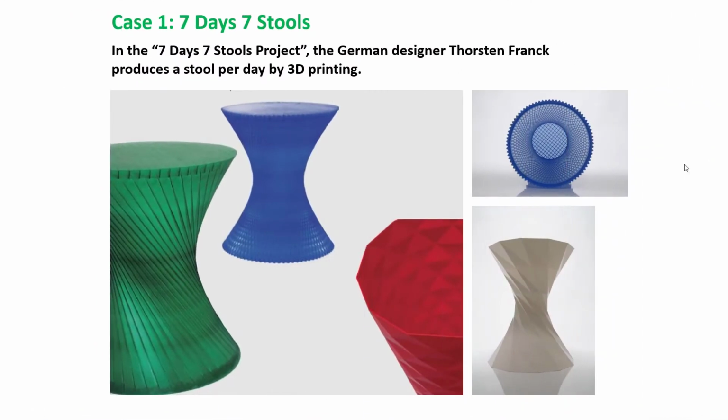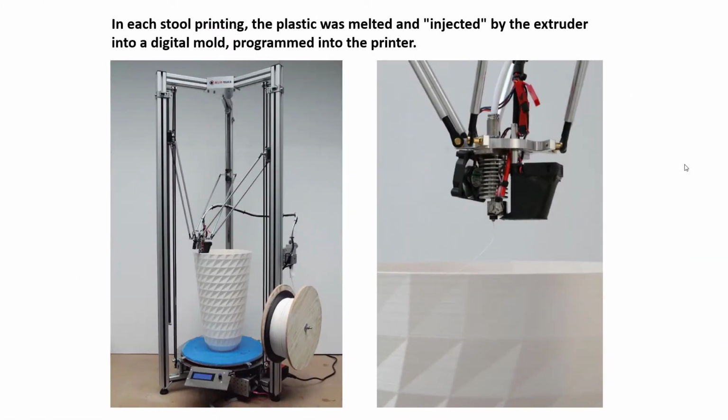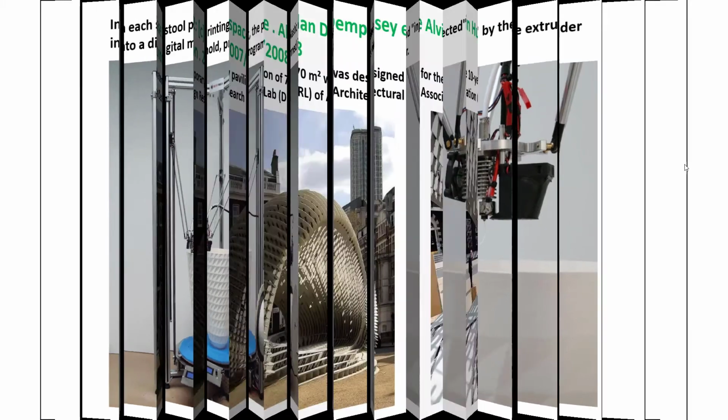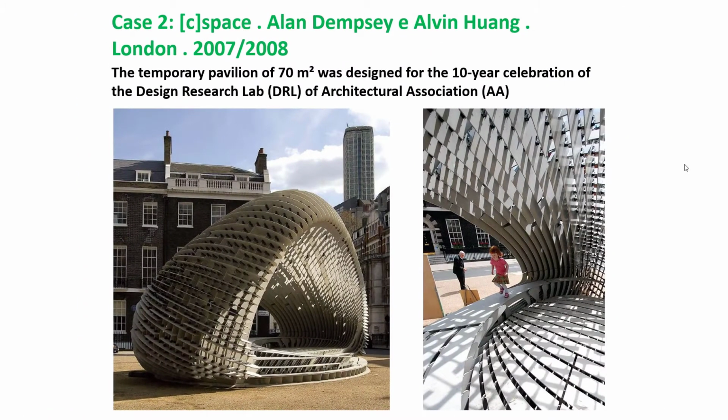The first one is 7 Days, 7 Stools. The German designer Thorsten Franck produced a stool per day by 3D printing. In each stool printing, the plastic was melted and injected by the extruder into a digital mold, programmed into the printer.